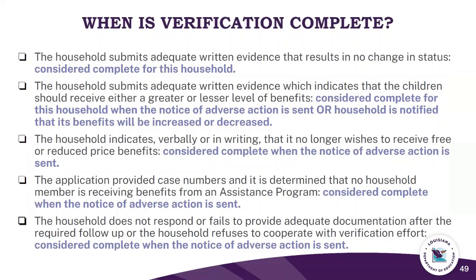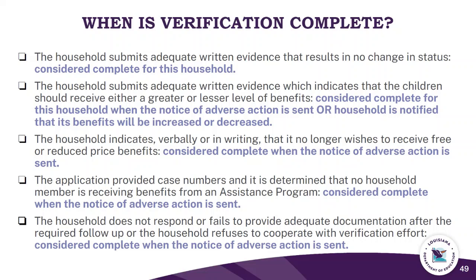So once you're conducting verification and contacting the household, how do you ensure that the process is complete for that application? If the household submits adequate written evidence that results in no change in status, verification is considered complete and no further action is required. If the household submits adequate written evidence which indicates that the children should receive either a greater or lesser level of benefits, verification is considered complete for this household when the notice of adverse action is sent or the household has been notified its benefits will be increased or decreased.